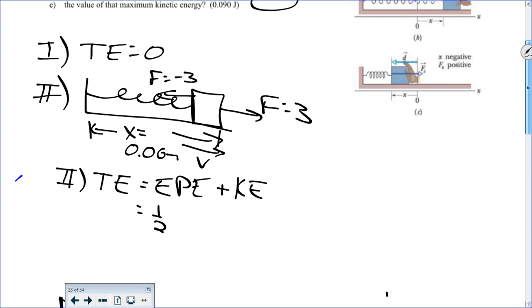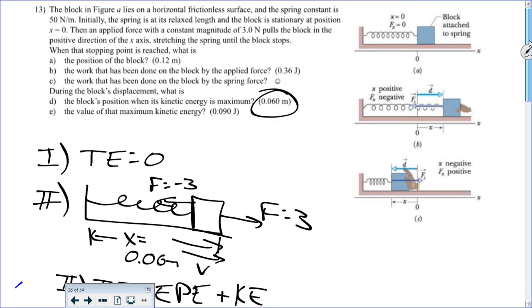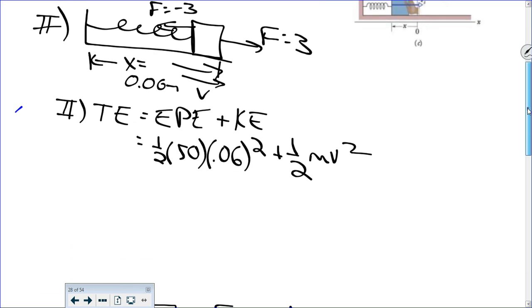So that's 1/2 times 50 times 0.06 squared plus 1/2. What's the mass of the block? Do we know it? Don't know. What? Who wrote this problem? No, some stupid textbook company. All right, we must not need it. All right, everybody agree with that? Everybody good? Oh, wait. What are we trying to find? We're trying to find the kinetic energy, aren't we? So we don't need that. Oh, so I'll just leave kinetic energy in there. There's my problem. All right, so everybody good with that?